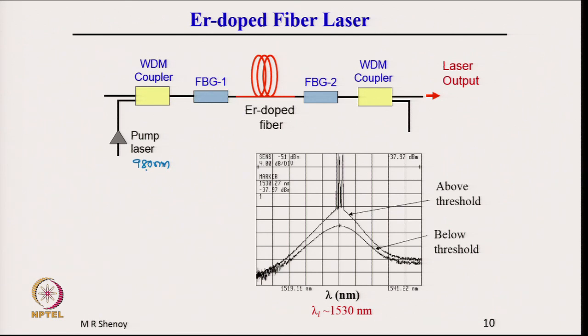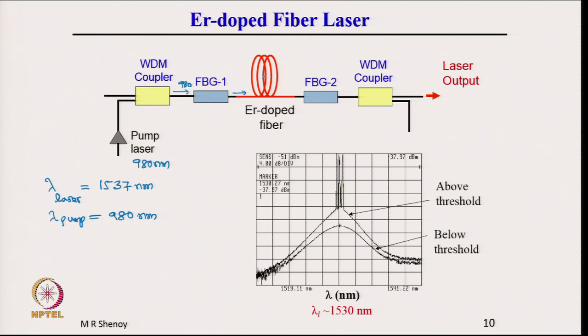The fiber Bragg grating is highly reflecting at the laser wavelength. For example, if the laser wavelength lambda laser is 1537 nanometer, then the fiber Bragg grating is highly reflecting at this wavelength, but it is transmitting at lambda pump, which is 980 nanometer. So, the grating is not reflecting at 980, therefore, 980 simply passes through. So, 980 nanometer passes through into the erbium doped fiber and excites the erbium ions and creates population inversion.